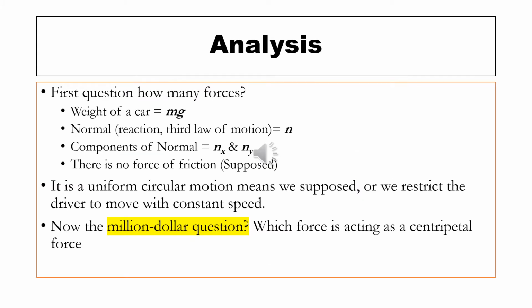Now we have to analyze the situation. All the variables: weight of the car, mg, the normal reaction N, and its components Nx and Ny. There is no force of friction, we suppose, so it's a frictionless surface. Because it is a uniform circular motion, we restrict the driver to move with a constant speed.